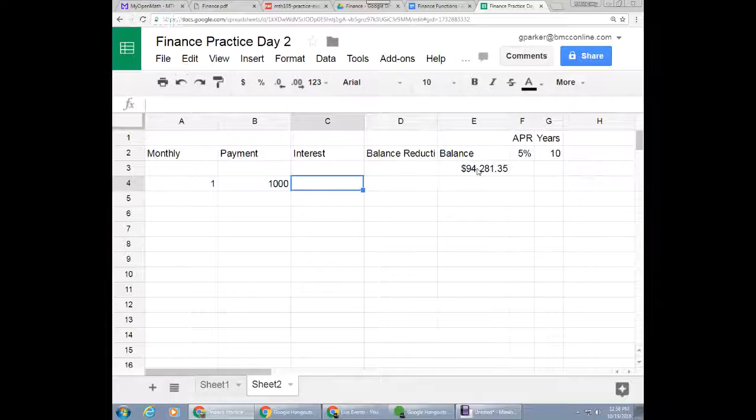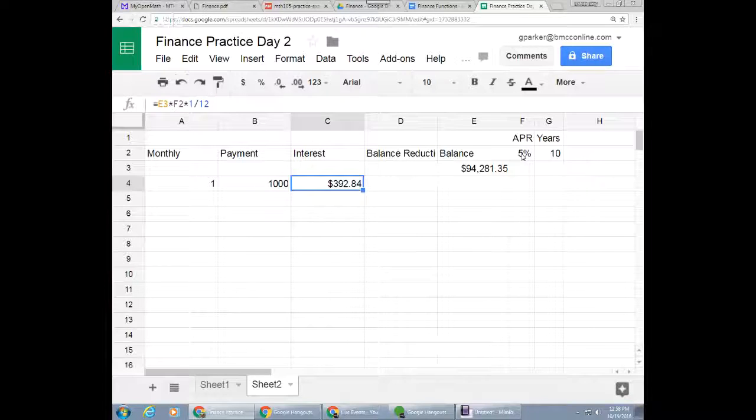Okay, simple interest is take what you owe, multiply by the interest rate, and then multiply by how much time has elapsed. How much time has gone by? 1 month. So 1 month is 1/12 of a year. So after the first month, I owe the bank $392.84 in interest on top of the $94,281.35.